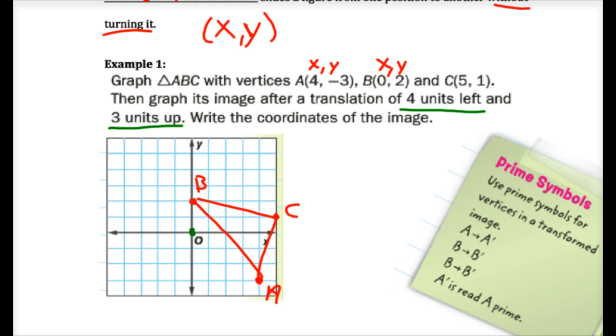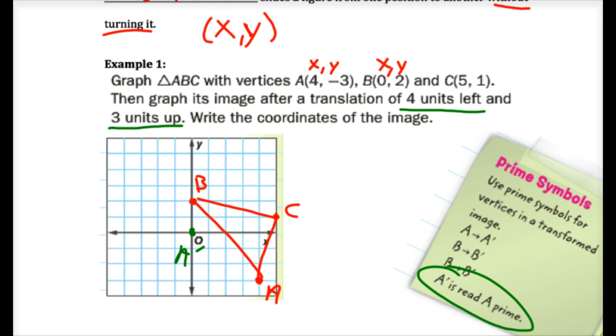Can't be the same. A1. Close. A2. No. It's called A with a little hash mark, dash, hash mark, dash, and it is called A prime. Everybody say A prime. A prime. That's how you label the new point when it gets translated.